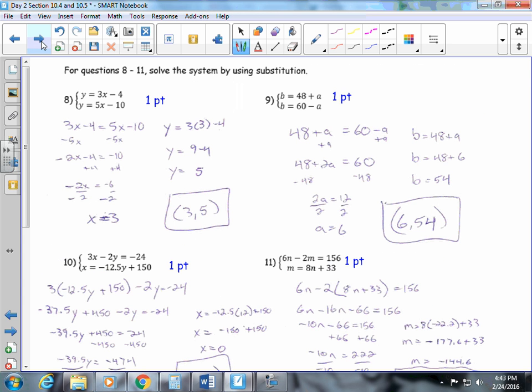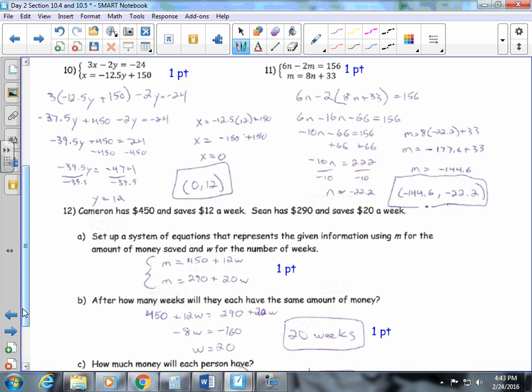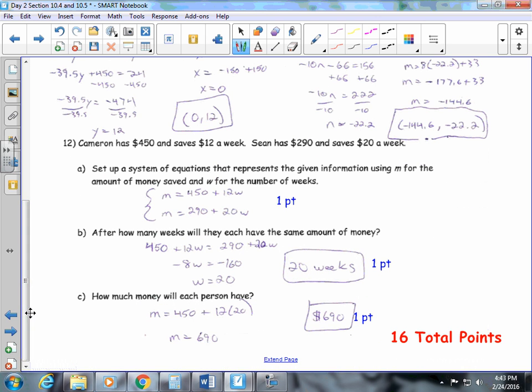Number 8, just some straight up substitution questions. Question 10 and 11, same thing, a little preliminary work. Actually, no preliminary work in each of these. And number 12, word problem.